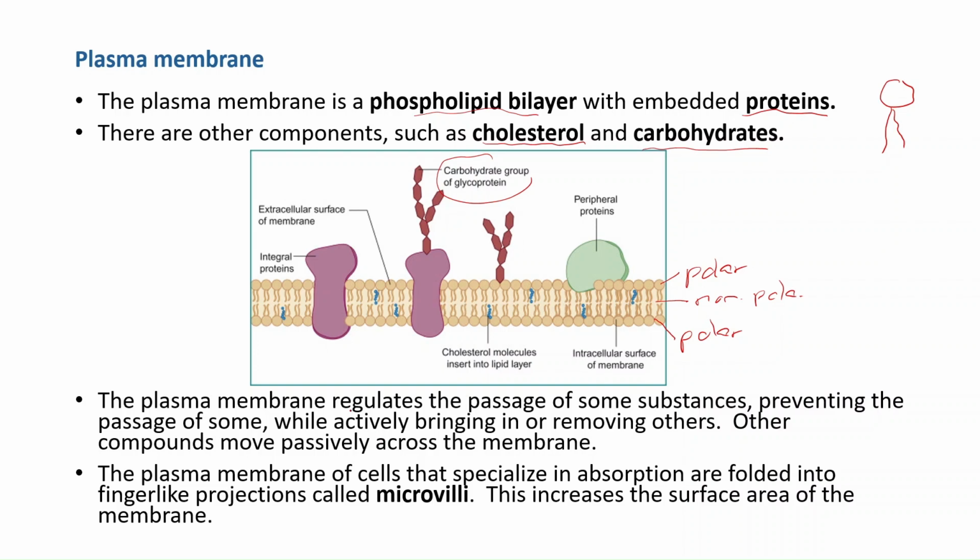The main function still is going to be regulating the passage of substances. Okay? It's going to prevent things that the cell doesn't want from getting inside. It's going to allow others or even bring them in actively. And it's going to also remove things from the cell. Some cells, especially those that are specialized in absorption, like the ones that line your small intestine, are going to increase their surface by having these finger-like projections on the membrane that are called microvilli.